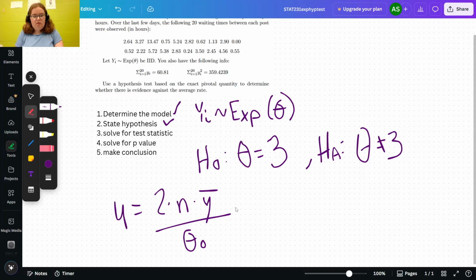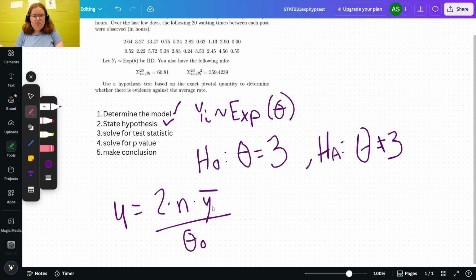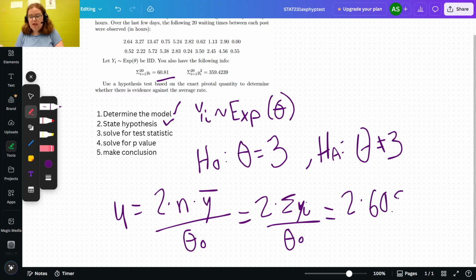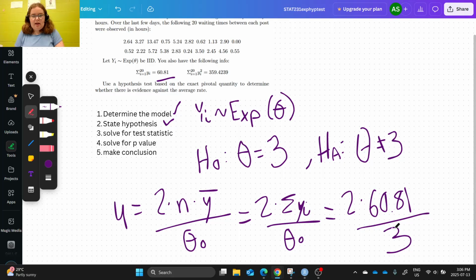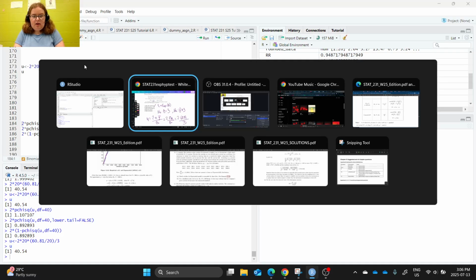And then, well, what's y bar? Well, I have it written right on my cheat sheet, or you probably remember it by now. It's the sum of all the yi's divided by n. So if this is the sum of all the yi's divided by n, then surely I can just cancel out the n's here. So this is just going to equal 2 times the sum of the yi's over theta. So we have this given right here, the 60.81, and then we can do 2 times 60.81 divided by 3 because that is our null hypothesis theta. So I can calculate this in RStudio. I've got it up here. See, I didn't cancel out the n's here, but that's fine. They'll just cancel out anyways. And we get 40.54 as our value of little u.